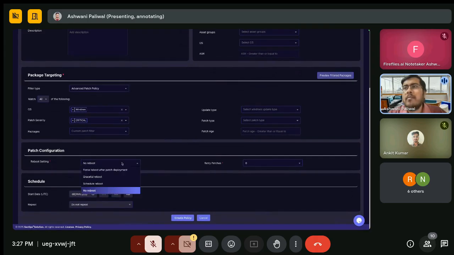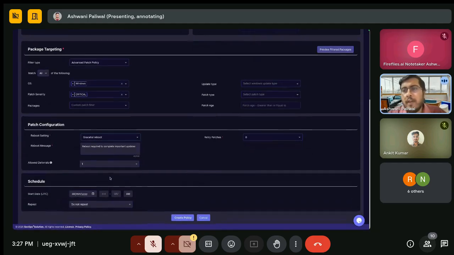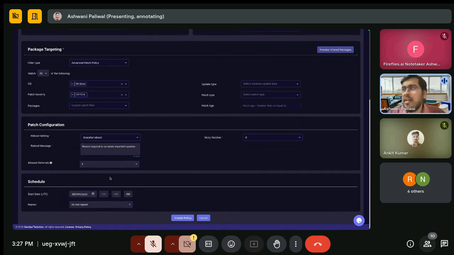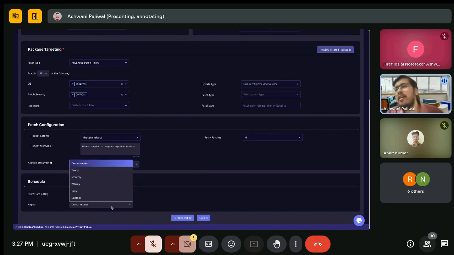And then some of these patches may require reboot, right? So I don't want the system to go into reboot when somebody is working or they're in a meeting. That would be business downtime. So we don't want that. So we'll go for a graceful reboot where the target user will have an option whether he wants to delay the reboot of the system or not, just making sure that there is no business downtime because of the patching policy here. And then you can make this a repeatable schedule.